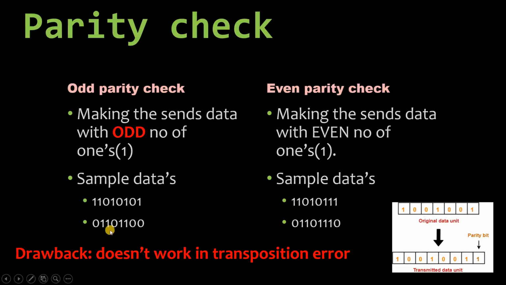There are four ones: 1, 2, 3, 4. Four ones is not odd, so this is wrong data while it is being received. So once again, I am saying what a parity check is.